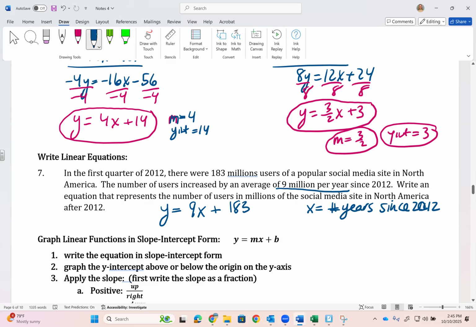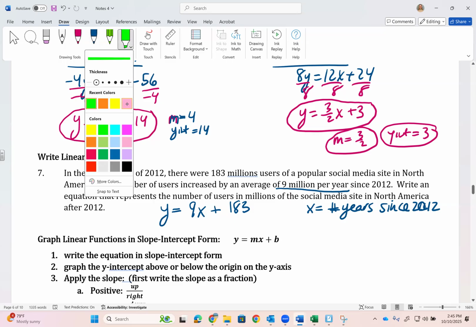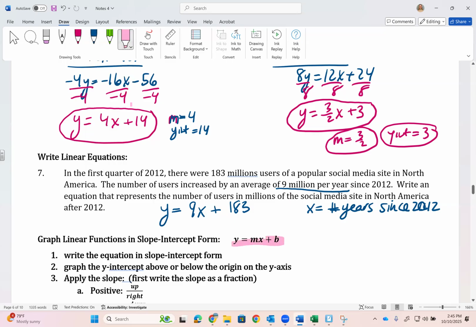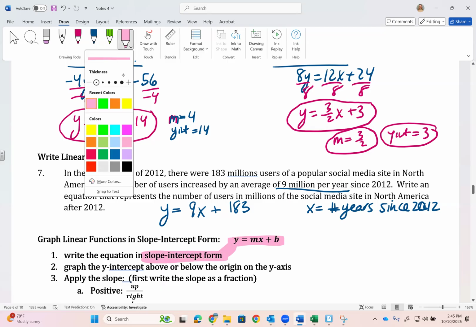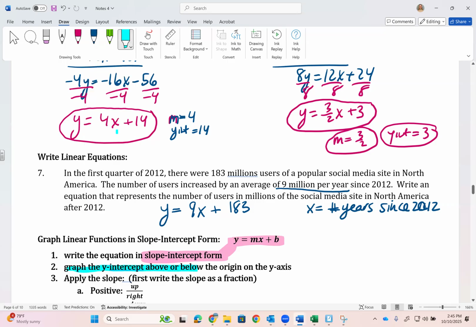The next thing we're going to do is we're going to graph. Using y equals mx plus b, step one is get it into slope-intercept form, solve for y. Step two is, can you graph the y-intercept above or below the origin on the y-axis? That's going to be this value right here.